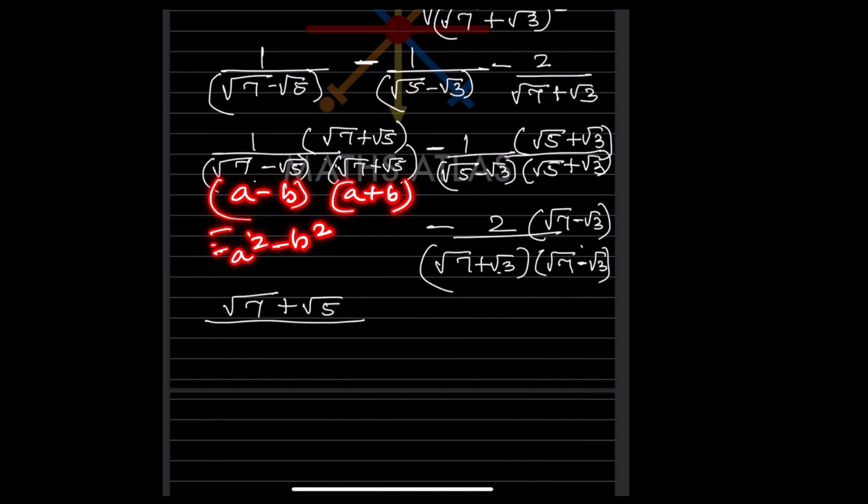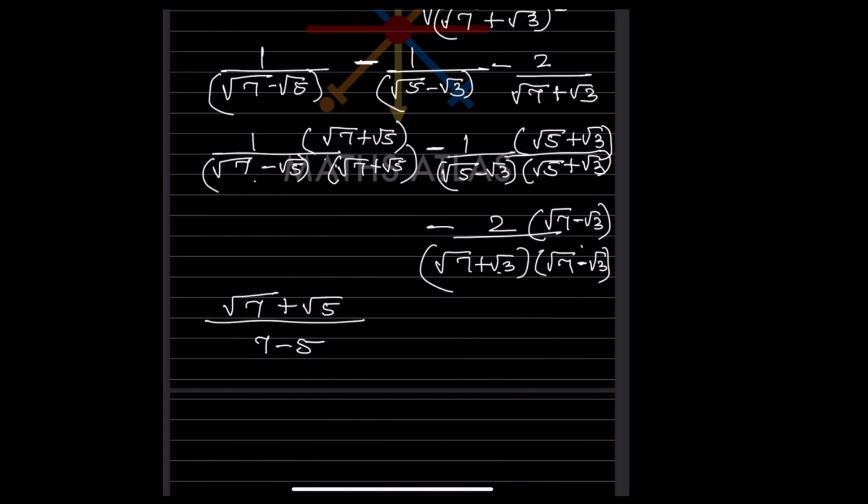So a square means if you are taking root of 7 square, that is going to be just 7, and b square means you are going to take root of 5 square. So now what is that going to be? Just this is going to be 5 and this is going to be 7. This is important. So what are we going to write here? In the denominator, we are going to write 7 minus 5.